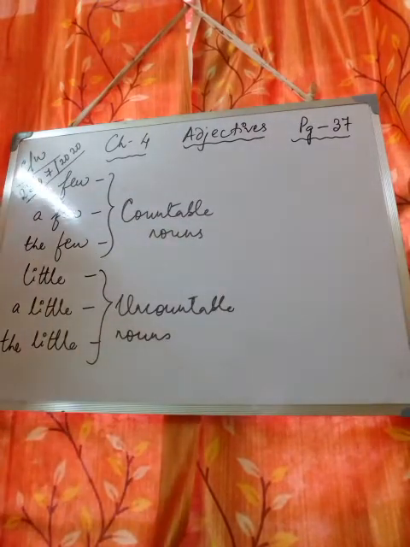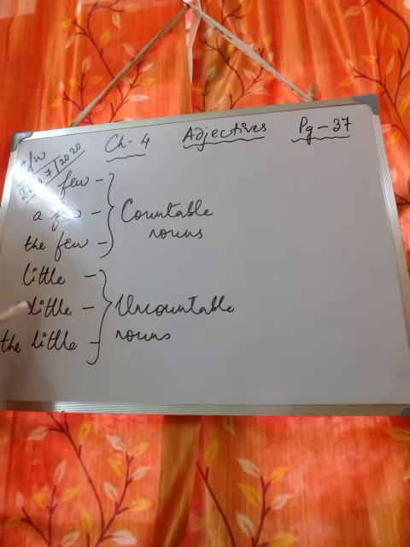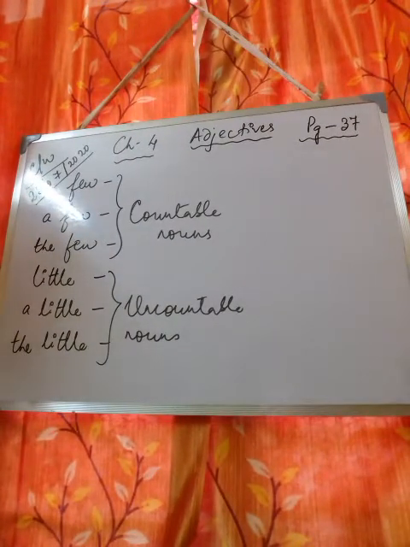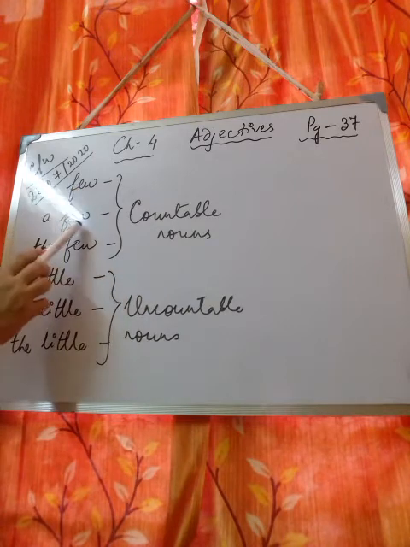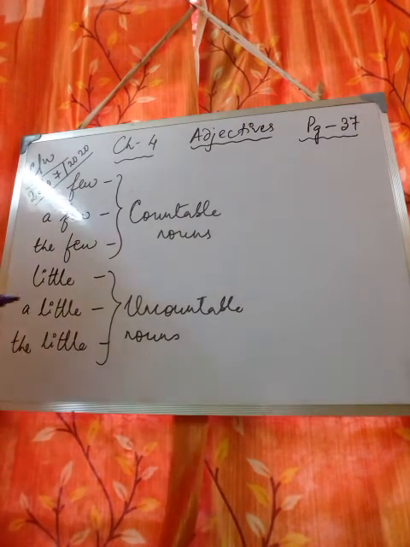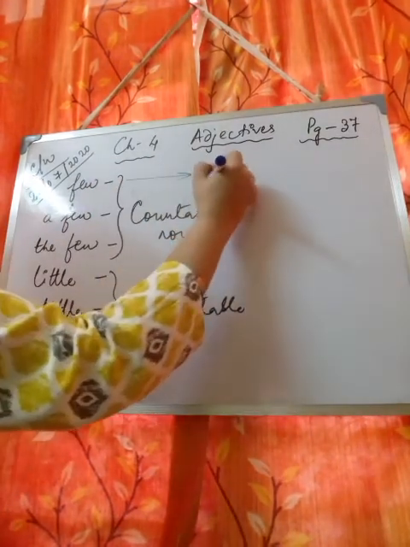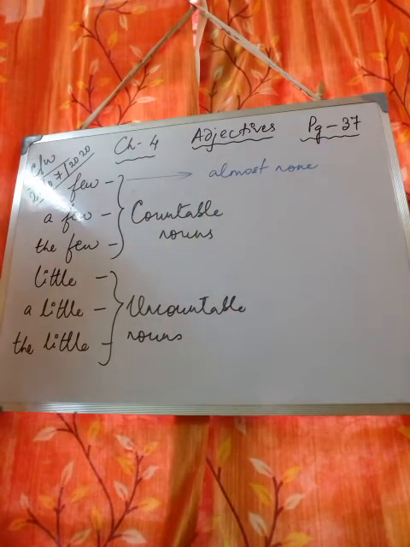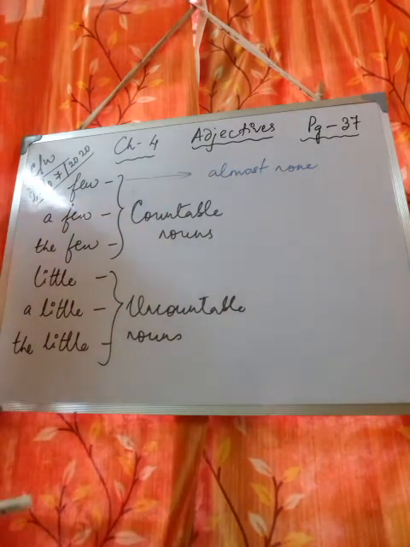Now, moving on to other adjectives of quantity and number. Few, of few, the few, little, a little, the little. Here you will find few is used for countable nouns. Okay, few, of few, the few, all the three are used for countable nouns, and little, a little, the little are used for uncountable nouns. Now, there is a slight difference in the meaning of these sets. Few means almost none. Okay, if I say I have very few friends, it means I hardly have any friend.